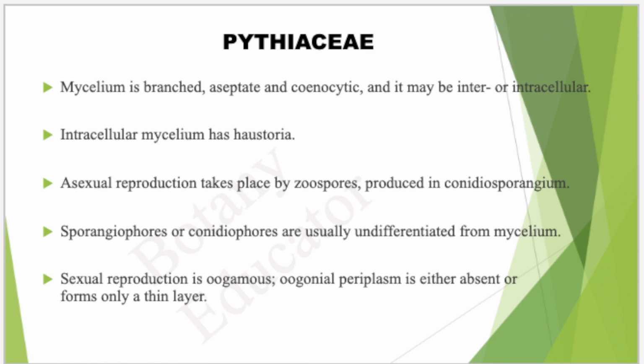Then asexual reproduction takes place by zoospores, which are produced in zoosporangium. Conidiophores are usually undifferentiated from mycelium. Sexual reproduction is oogamous. When we are talking about the oogonium, the oogonial periplasm is absent or a thin layer. The oogonial periplasm on the outside will appear as a thin layer, right?